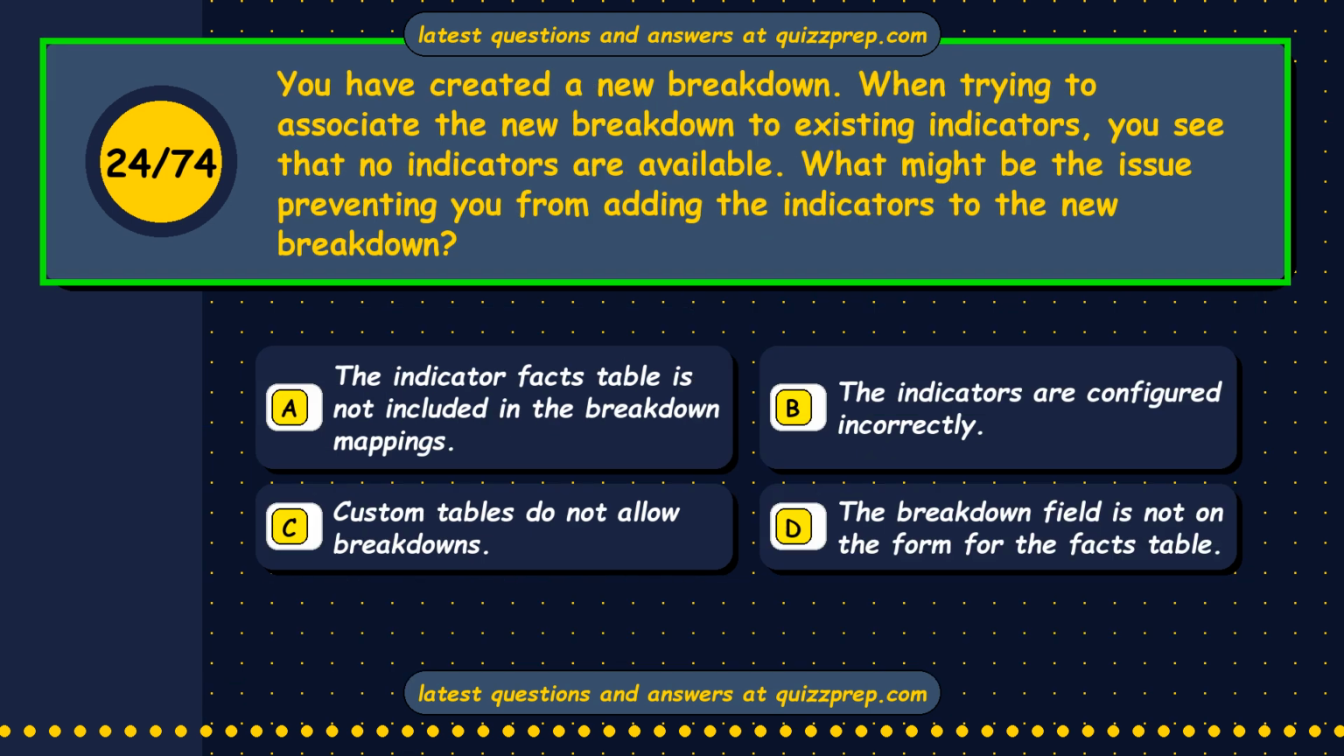Question 24. You have created a new breakdown. When trying to associate the new breakdown to existing indicators, you see that no indicators are available. What might be the issue preventing you from adding the indicators to the new breakdown? Option A. The indicator facts table is not included in the breakdown mappings. Option B. The indicators are configured incorrectly. Option C. Custom tables do not allow breakdowns. Option D. The breakdown field is not on the form for the facts table.